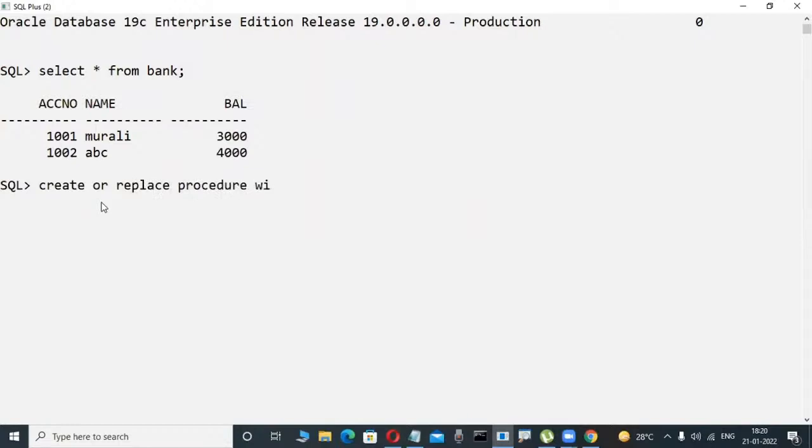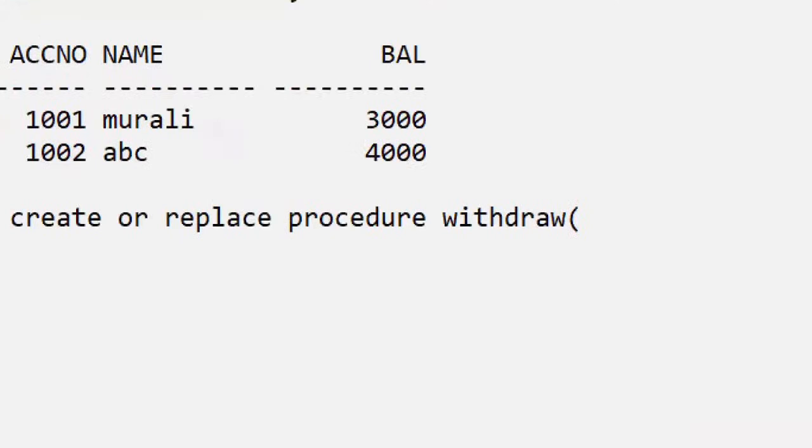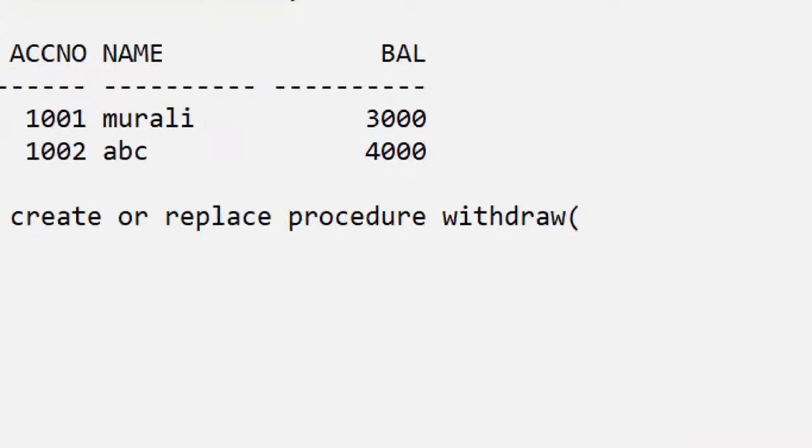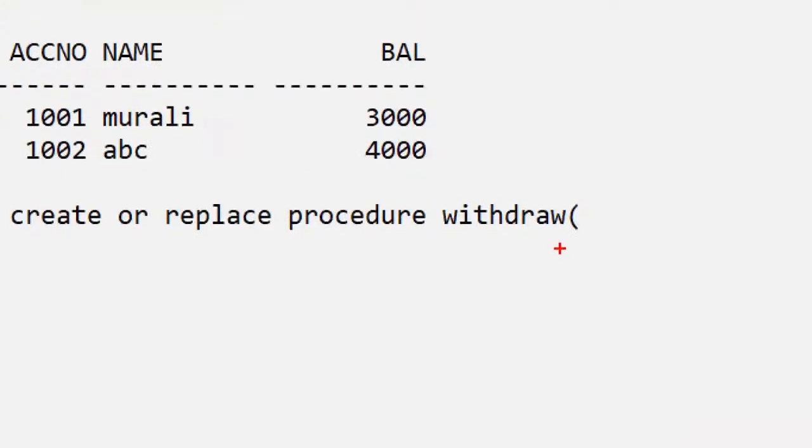My procedure name is withdraw. Okay, fine. Slowly observe here, this is a table. In my project I am trying to implement one small scenario, only withdraw. Actually, in real time, big packages contain withdraw, deposit, and everything. But for now I am giving only a small task in a procedure.